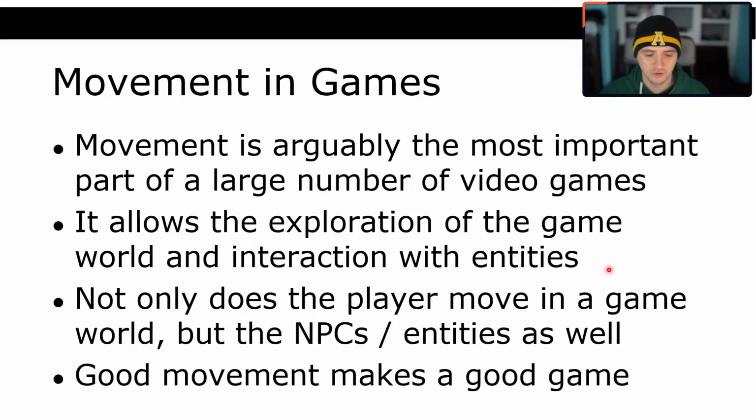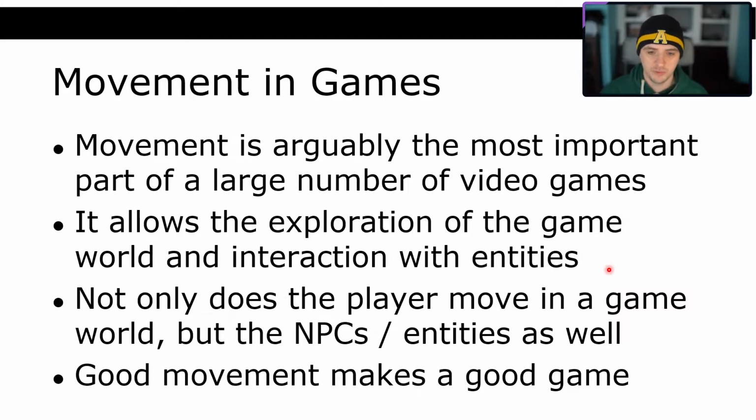It's a set of algorithms, or many different types of algorithms, that can do movement in games, and it is typically thought of as an AI or artificial intelligence behavior. So movement allows the exploration of the game world and interaction with entities. And not only does a player move in the game, but the NPCs and other entities in the game do as well, right? You might just have one player, but maybe we have 100 entities that are walking around, or 100 NPCs that are all trying to get somewhere.